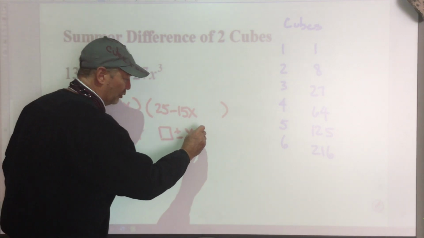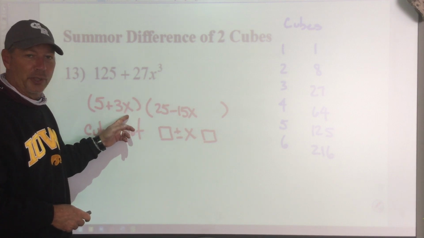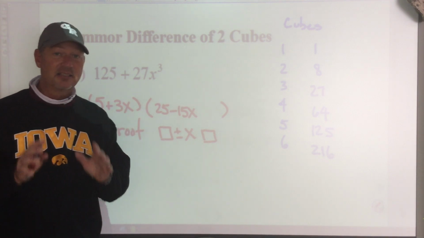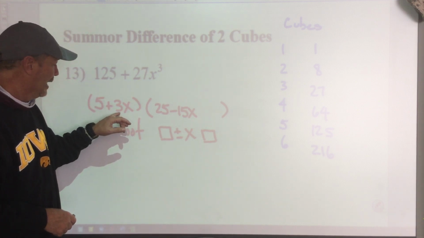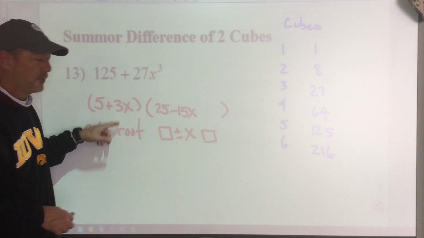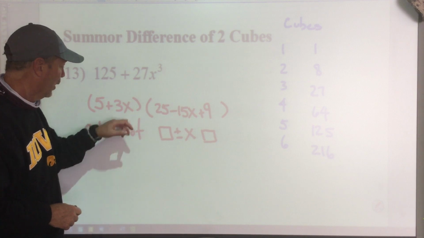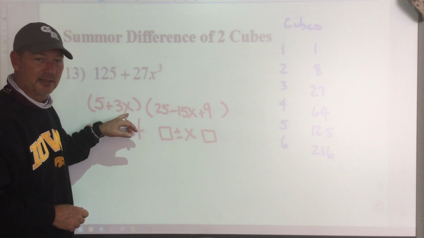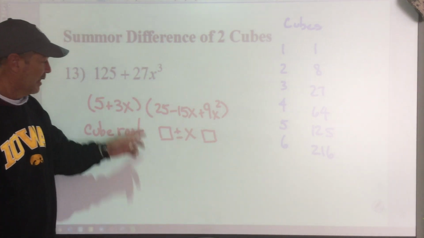And then I'm going to ask you to square it again. What is 3x times 3x? And this is the tough part. This is the scary part, because you have to square the number and you have to square the variable. What is 3 times 3? That's a positive 9. What is x times x? X squared.